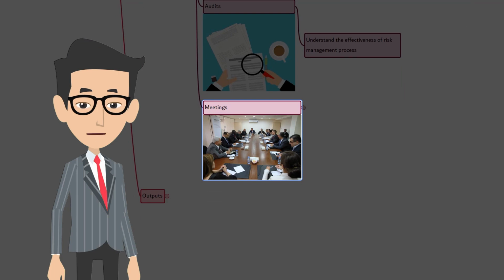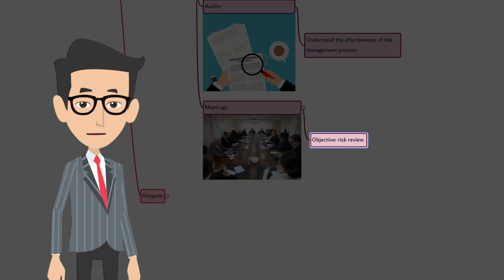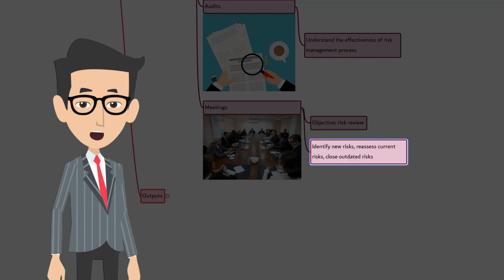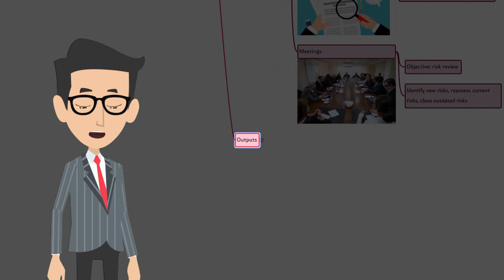The third tool is meetings. Risk review is the primary objective of the meeting. Risk reviews are scheduled regularly to examine and document the effectiveness of risk response. Risk reviews may also result in identification of new individual project risks, including secondary risk from the risk response, reassess current risks, close outdated risks. The risk review may be done along with the project status meeting, or a dedicated risk review meeting as specified in the risk management plan. All right, let's talk about the outputs.